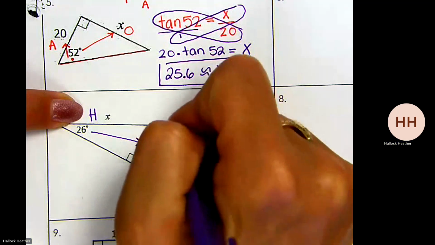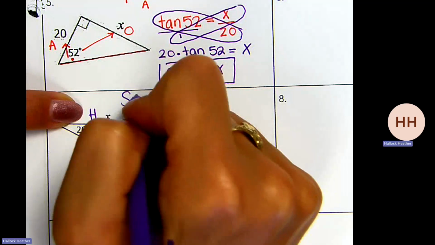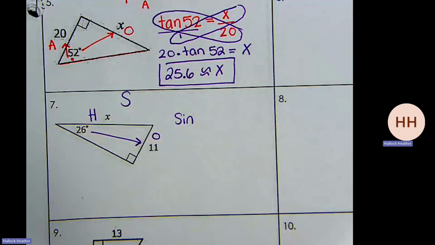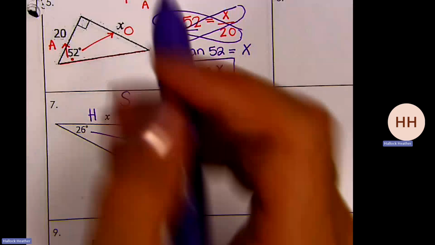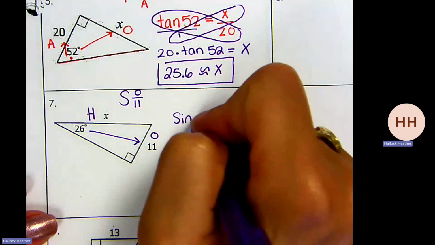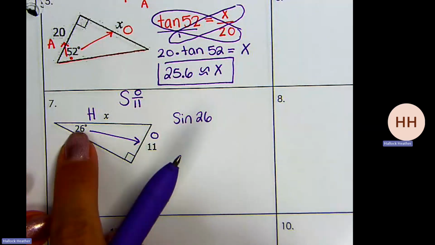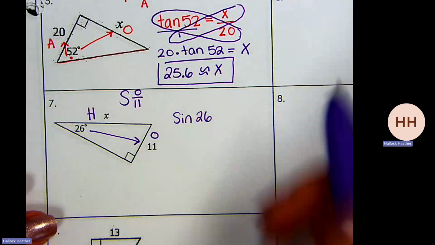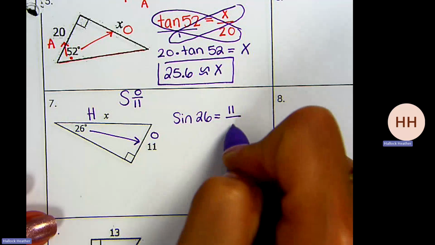So I'm going to use sine. Just like on your formula sheet, you can look: sine is opposite over hypotenuse. So I'm going to do O over H. Yes, it is weird. So sine of 26 degrees equals opposite over hypotenuse. Opposite is 11. Hypotenuse is x.